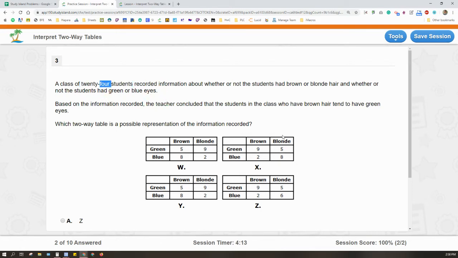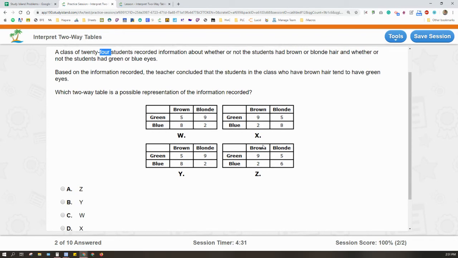So if I look in the blonde column, which of those columns adds up to 13? And it's table X. 5 plus 8 is 13, and then 13 plus 11 is the 24 students in the classroom. If it were table Z, we'd only have 22 students. We'd be missing a couple kids. So table Z would not be an accurate table. Table X could be.